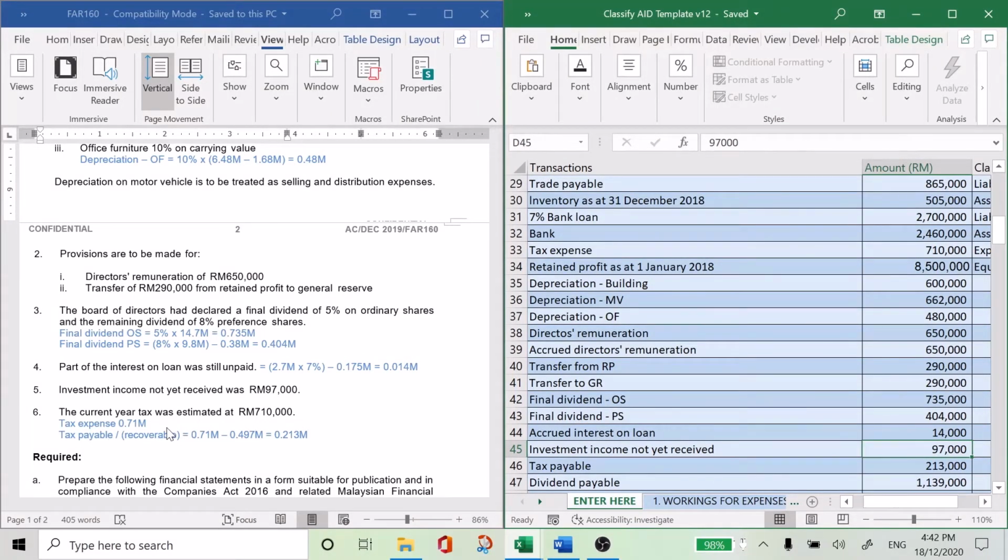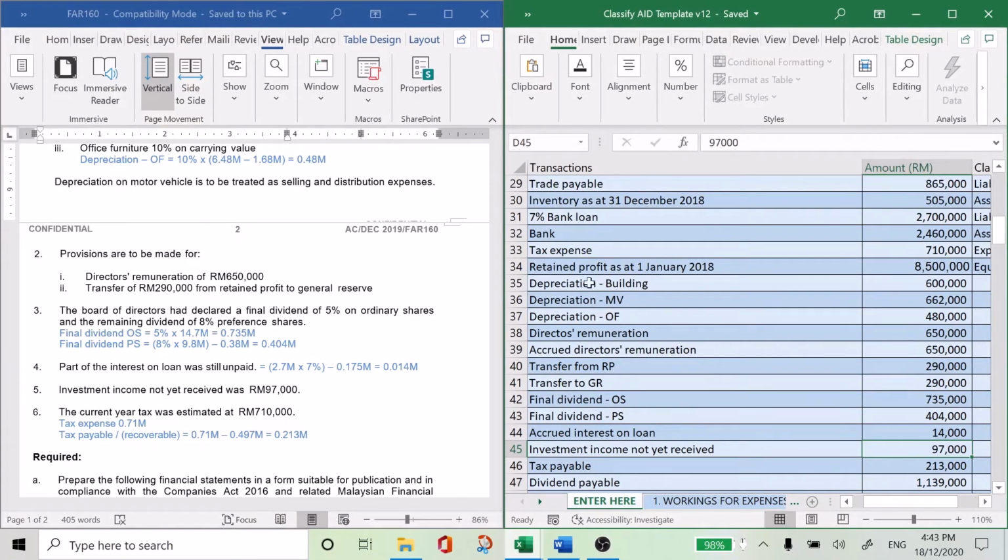Next, and the last one, is the current year tax was estimated at 710,000. So this is the estimated tax. This is the tax expense that you should include in your SOPL, or statement of profit or loss, as tax expense. So I'm going to replace tax paid.